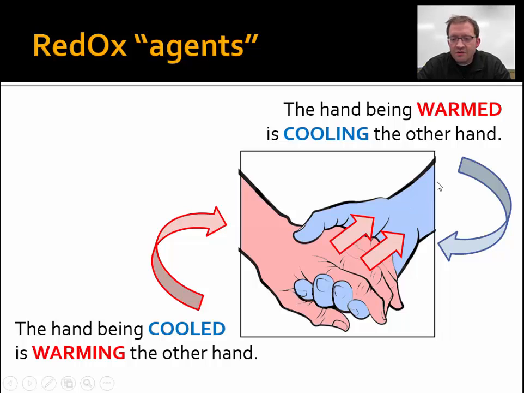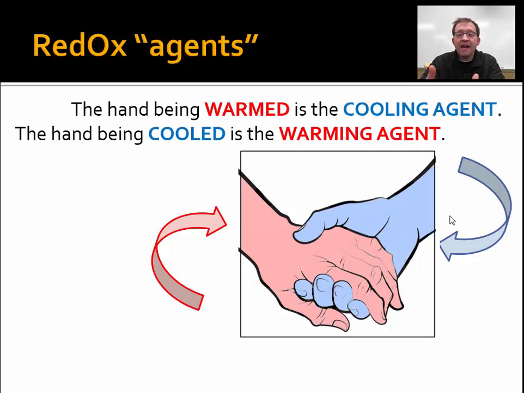The arrows here toward the center of the hands show that the heat is transferring from the warm hand to the cold hand. So the hand being warmed is at the same time cooling the other. If you're being warmed, you're cooling, and if you're being cooled, you're warming. When it comes to oxidation and reduction, it's very similar. If you're being reduced, you're oxidizing, and if you're being oxidized, you're reducing someone else.